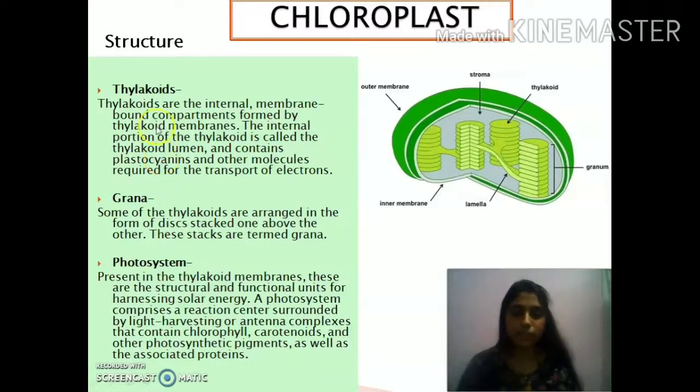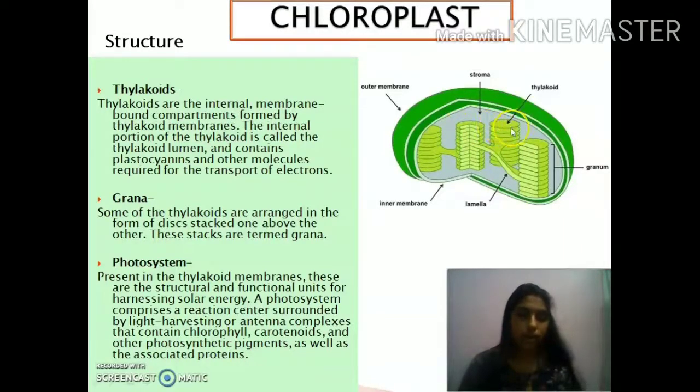So the next term which we will come across is thylakoid. So what is thylakoid? It is nothing but a specialized structure. Okay, it is a membrane bound structure present within the chloroplast, that is in the stroma. Now you can see that this coin like or disc shaped structure is termed as the thylakoid. Clear? So here you can see several thylakoids are present. So each one is termed as a thylakoid.